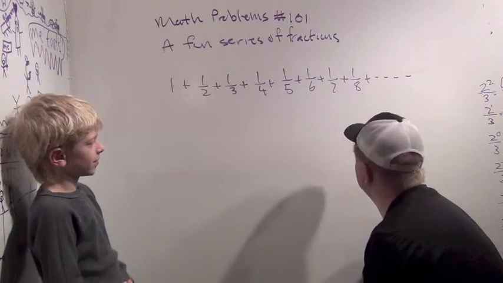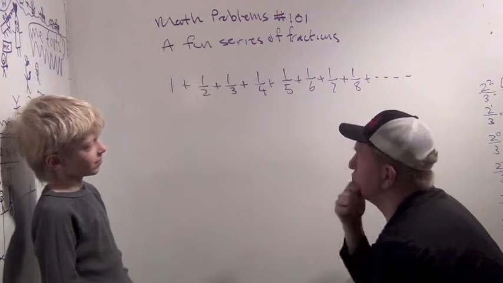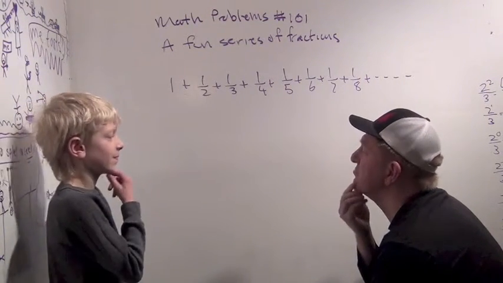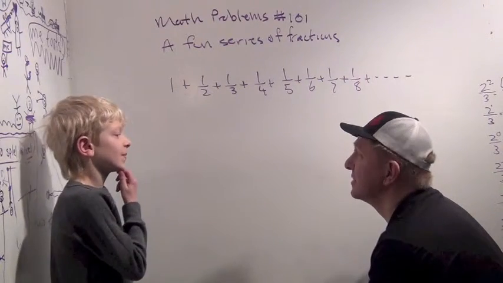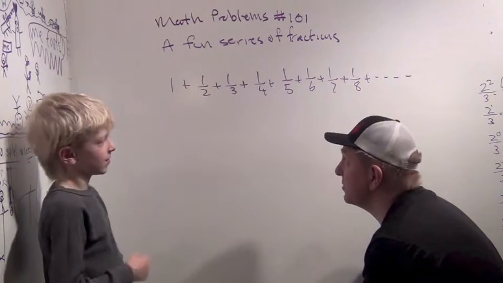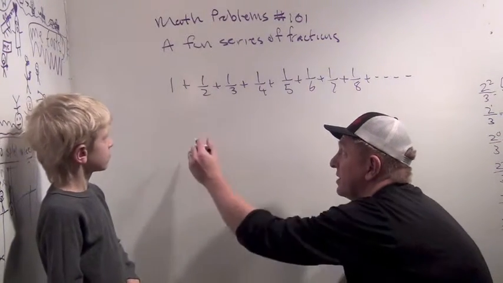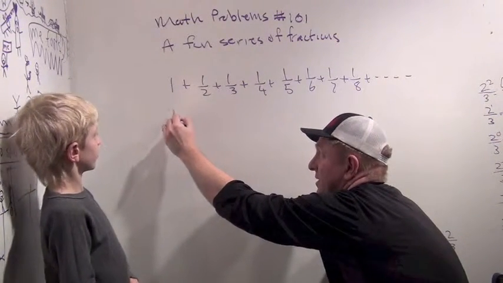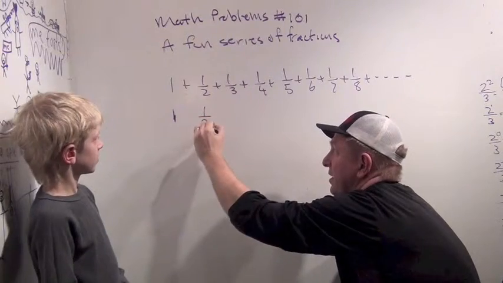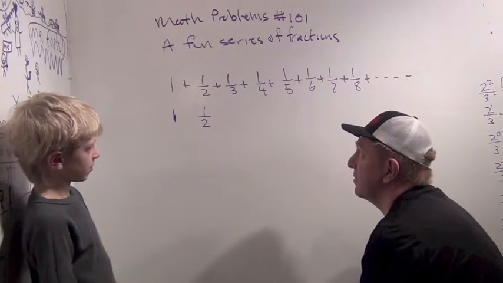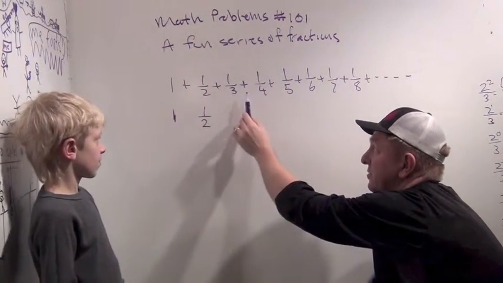Tricky. Time for some pondering. So this is really cool. There's a really cool idea here. We're going to leave the 1 all by itself. Just the one. We're going to leave the half all by itself. Then we're going to find an interesting relationship here.